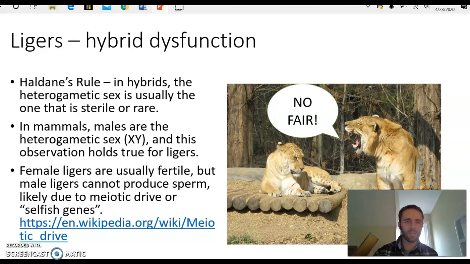There's a couple different theories for why this could be, but it seems that when you have these two chromosomes, an X and a Y from different species, they tend to compete with each other, and this is called the selfish gene or meiotic drive, and because they are clashing with each other, the sperm tended to destroy each other. You can look up more about it in this Wikipedia link that I have here.